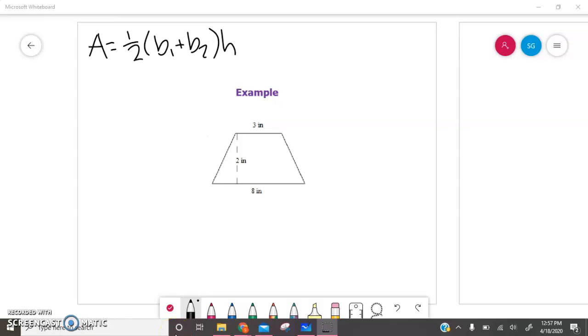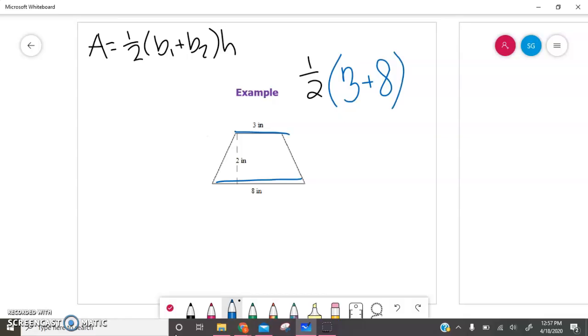Just like our first example, the very first thing that we need to do is identify our different parts of the formula. So which numbers represent the base 1 and base 2? If you said this 3 and 8 are your base 1 and base 2, you are absolutely correct. So let's go ahead and start filling in that formula. We have 1/2. Base 1 is 3 plus base 2 is 8. And then which one was our height then? Correct, that number that connects your two bases, which is 2.